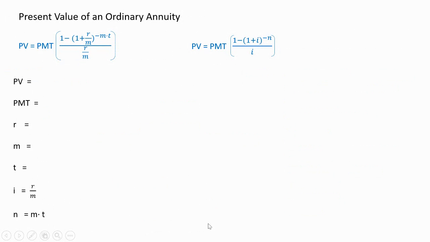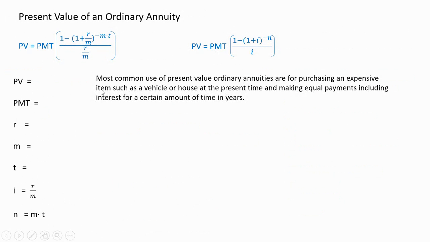Now, this is the present value of an annuity. This is another formula, from section 5.4. Again, this is a formula, and this is the alternative formula on the right. The most common use of present value ordinary annuity is for purchasing an expensive item, such as a vehicle or a house at the present time and making equal payments. Okay? So let's do an example.